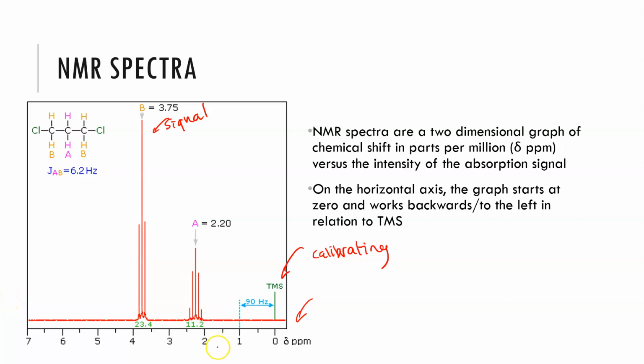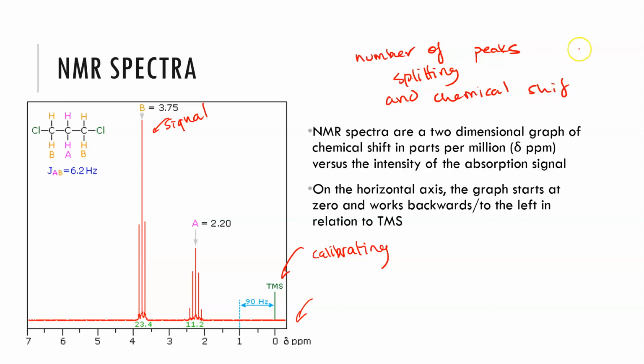The delta ppm values give us some information. The chemical shift gives us some information as to the nature of the groups that we're looking at. And then we can also get information from the number of peaks, the splitting of the peaks, and their chemical shift. Most of this information is given in our data book, so we just need to be able to refer to it to be able to solve spectra.